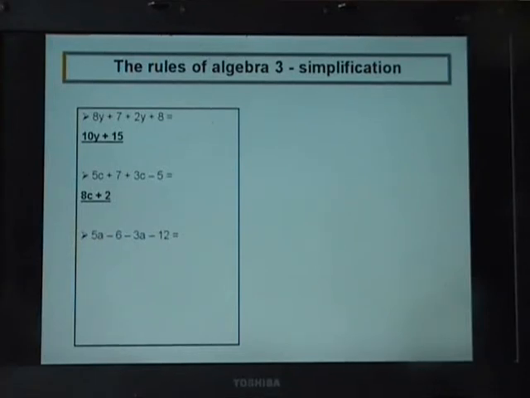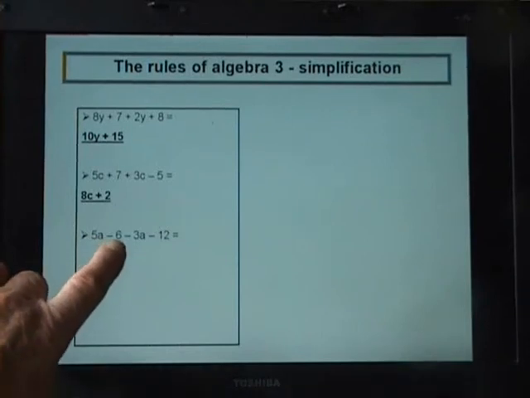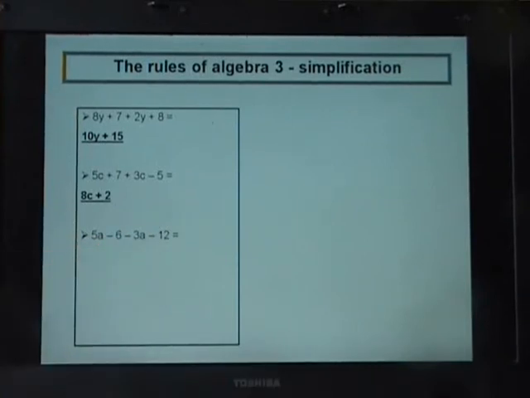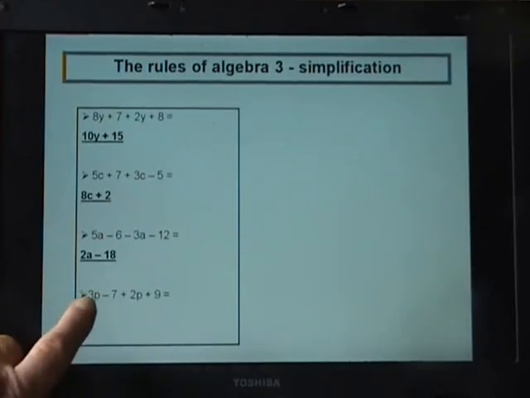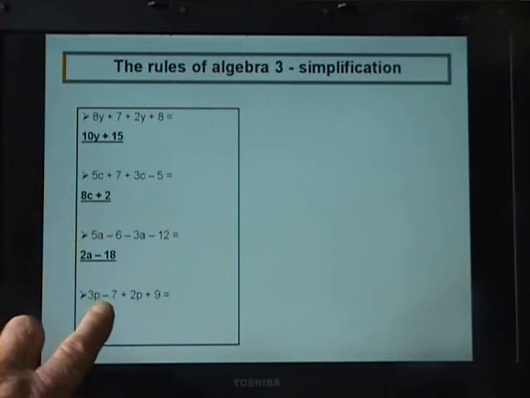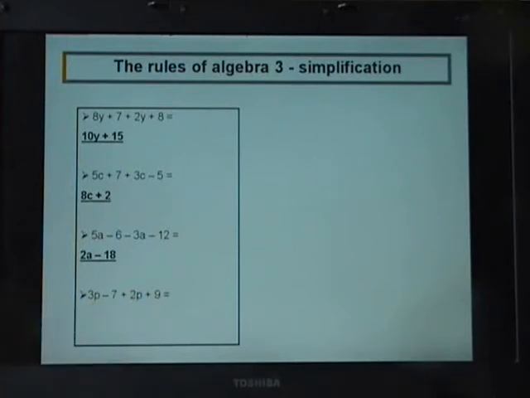Deal with the a's first. 5a minus 3a, 2a, and then I've got minus 6 minus 12, and that in fact is minus 18, so the answer is going to be 2a minus 18. Collect the p's up first. I've got 3p plus 2p, that's 5p, and then I've got minus 7 plus 9, which gives me plus 2. The answer is going to be 5p plus 2.